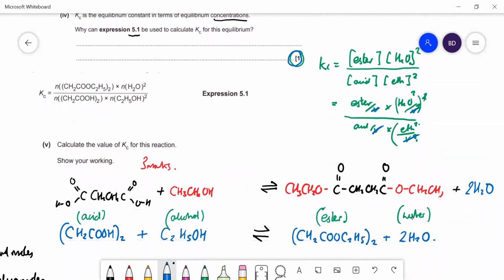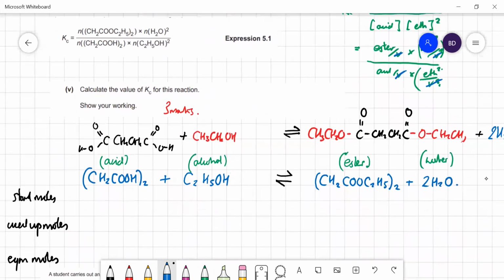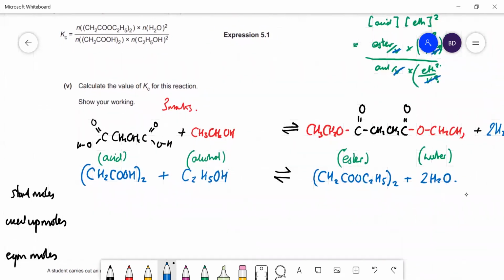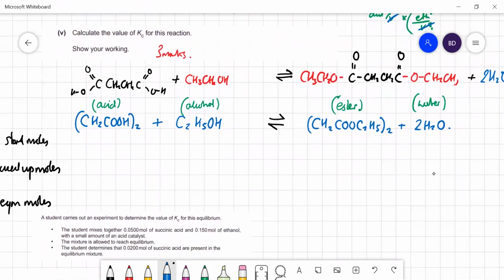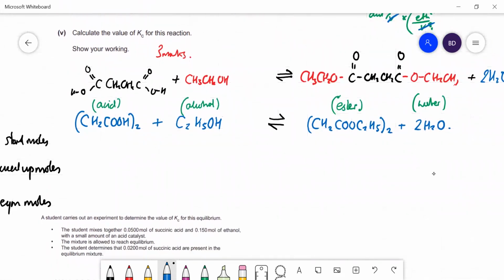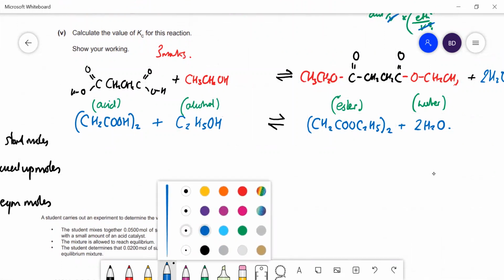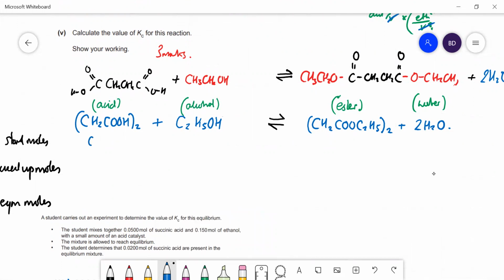So I've done one of these start moles, used up moles, equilibrium moles diagrams as usual. Okay, so there is our equation, and I've copied in the instructions again. Student starts off with 0.05 moles of succinic acid. So we start with 0.05 of that, and 0.15 moles of ethanol, and we haven't got any of the ester and no water.